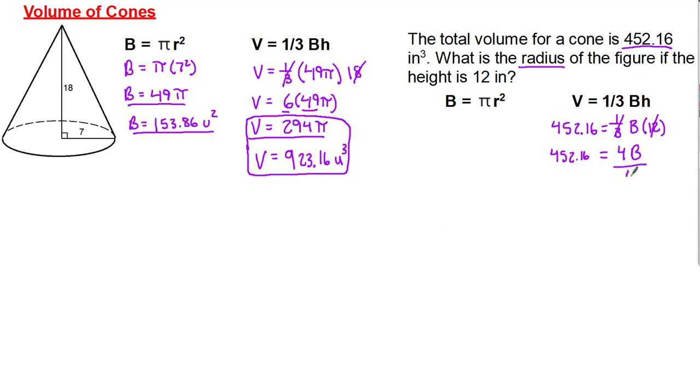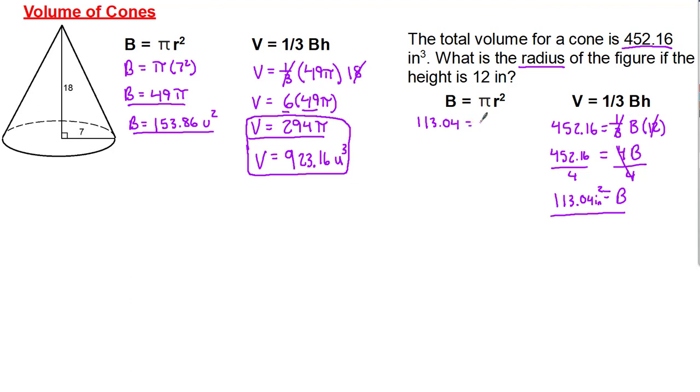So we have 452.16. We're going to divide each side by 4. So our base area is going to be equal to, what is this, 452.16 divided by 4? That's going to be 113.04 inches squared. Okay, so that is going to be our base area. So we're going to use this in order to figure out our radius. So now we have 113.04, which is our base area.